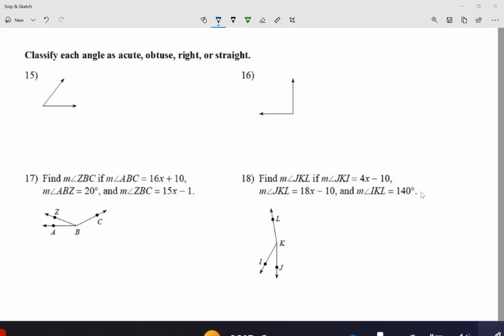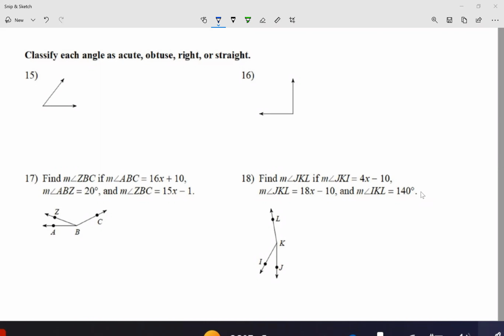Right, so for today, I start looking at questions 15. We're going to work 15 through 22. We're going to learn how to classify angles, right? If we know the number exactly, that helps us out, but sometimes we have to trust our sight. There are 4 different names: acute, obtuse, right, or straight, okay?